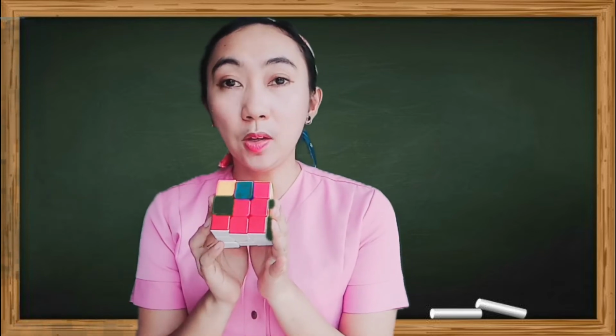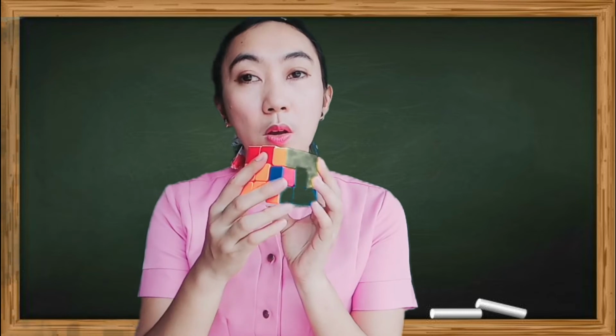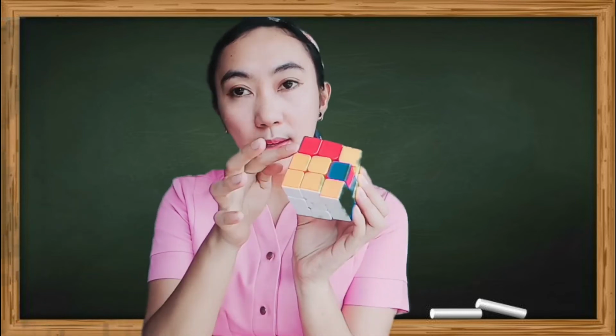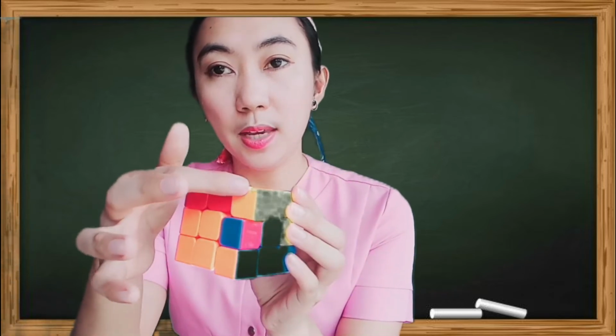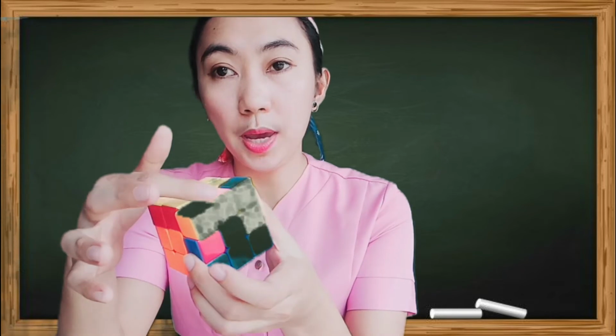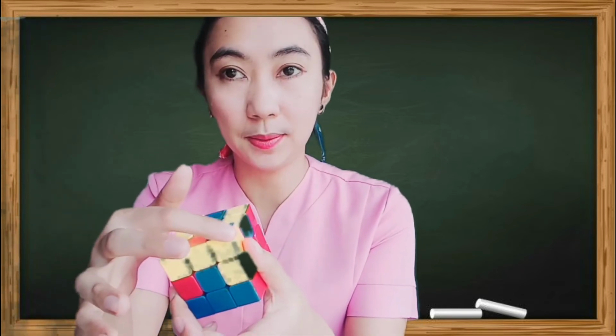Just like the rectangular prism, the flat surfaces are what we call the faces. The sides are the edges, and the corners where 2 edges meet are the vertices.